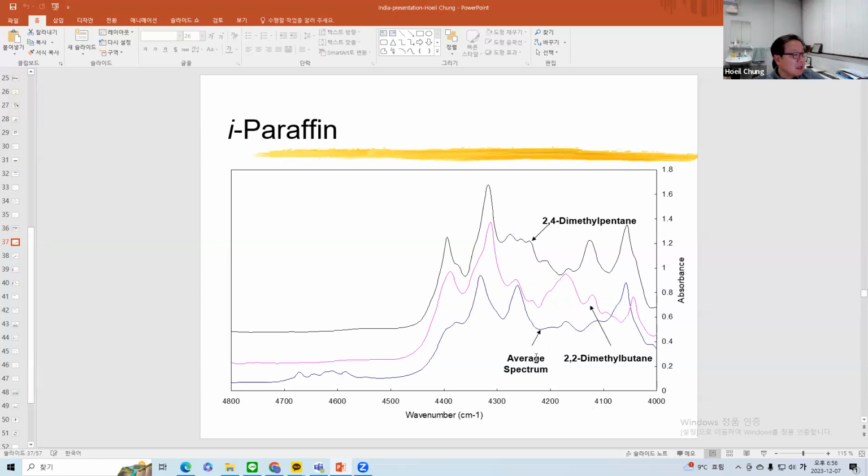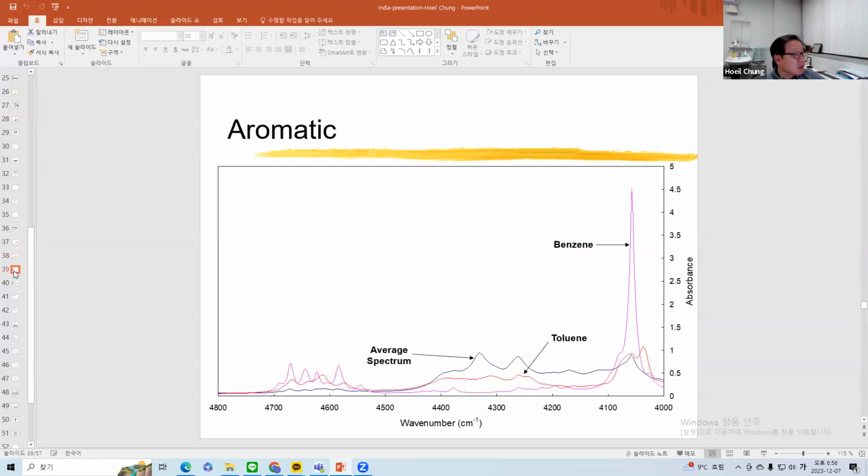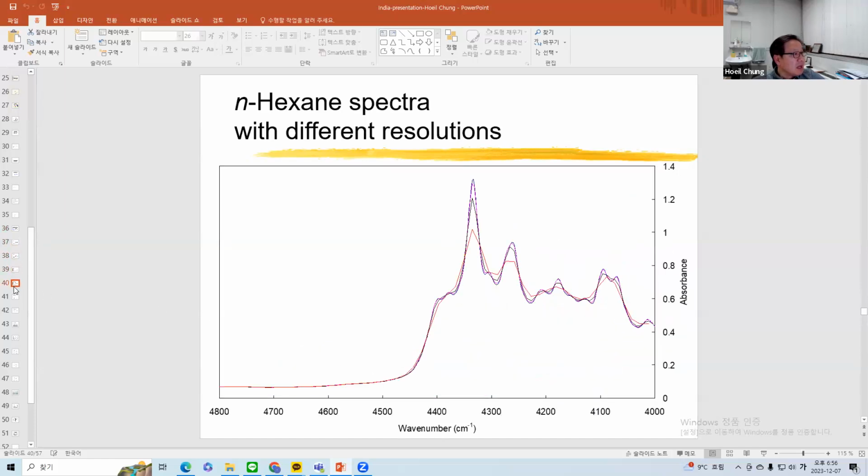Okay, NIR spectra. This is every spectrum. Okay, cyclohexane case. Low resolution and high resolution are different. Actually, this is a normal hexane spectrum at different resolutions. So you can see that as the resolution gets lower, the peak gets smaller and broader.